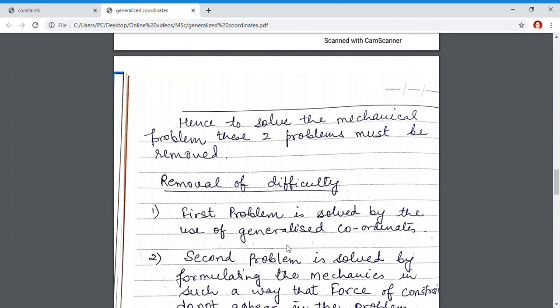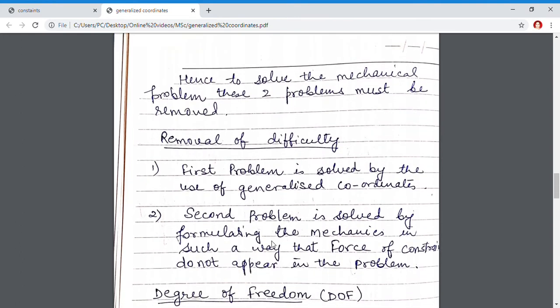The second problem, which is the force of constraints, they are not explained. This problem is removed by using the mechanics in such a way that force of constraint do not appear in our problem. That means force of constraint, they are taken to be 0.